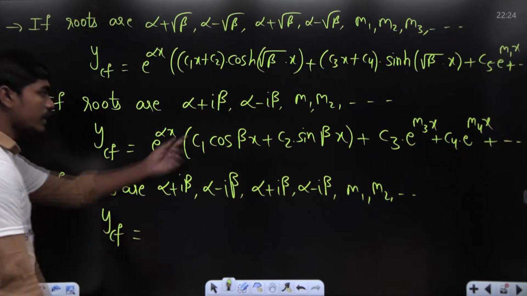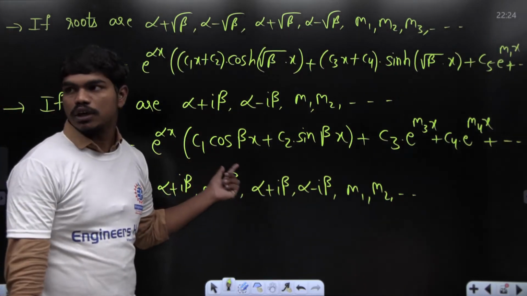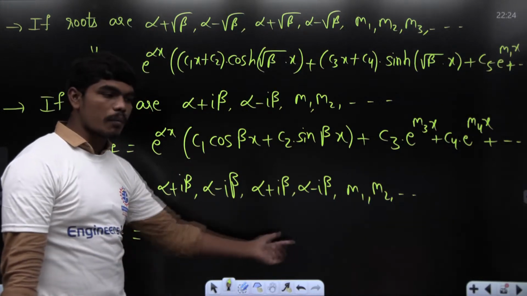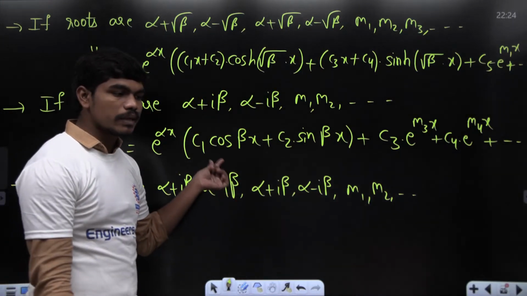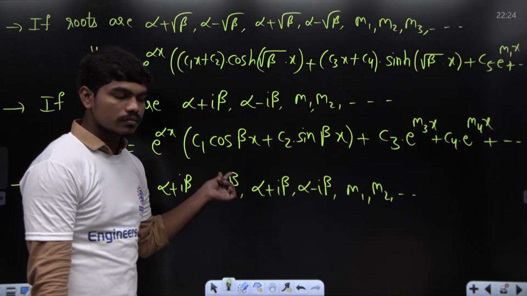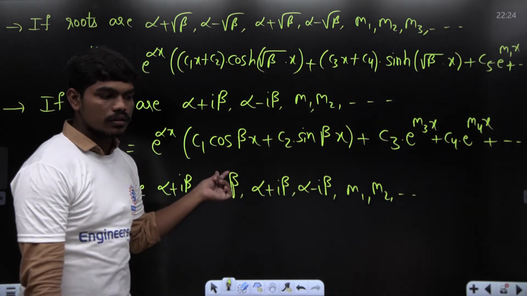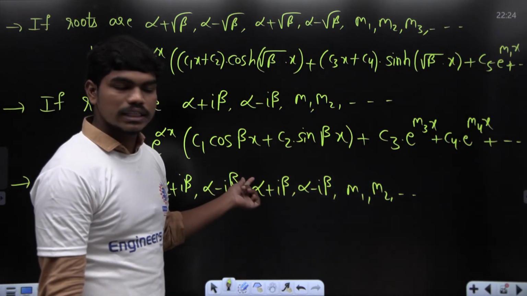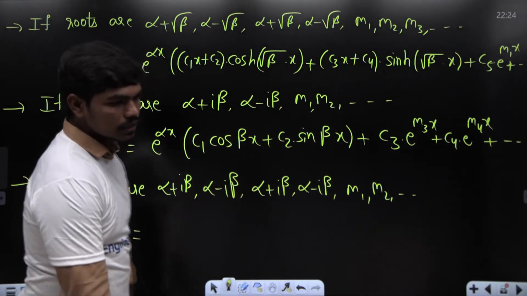Now can you suggest any editing here? In place of this c1, what should I write now? Please tell me. When writing the complementary function of this case, what can I write in place of c1? All of you, please respond. What can I write in place of c1? c1x plus c2. Correct? Good.